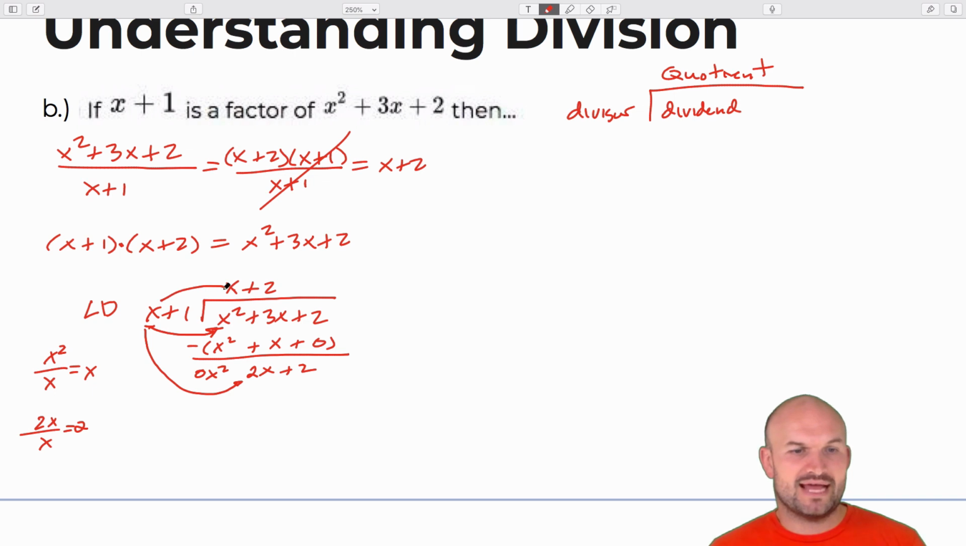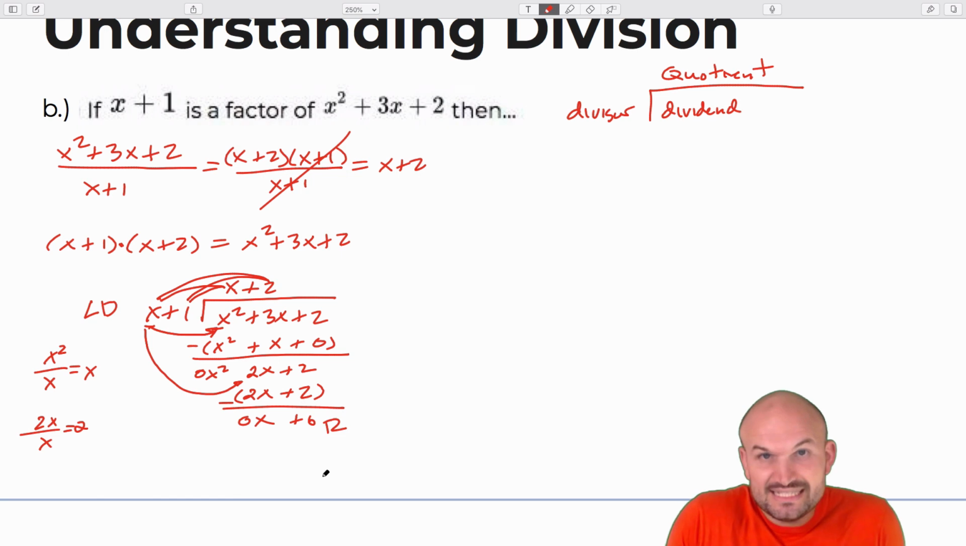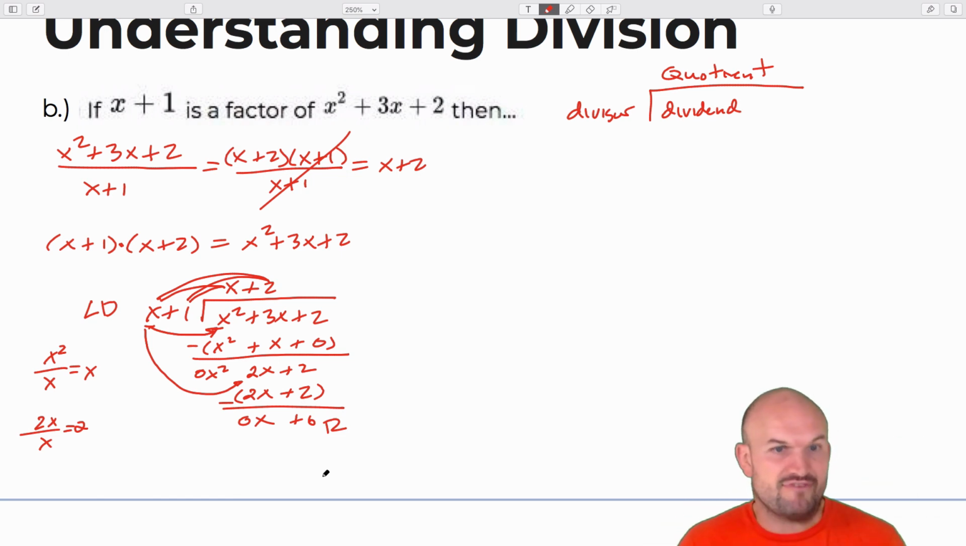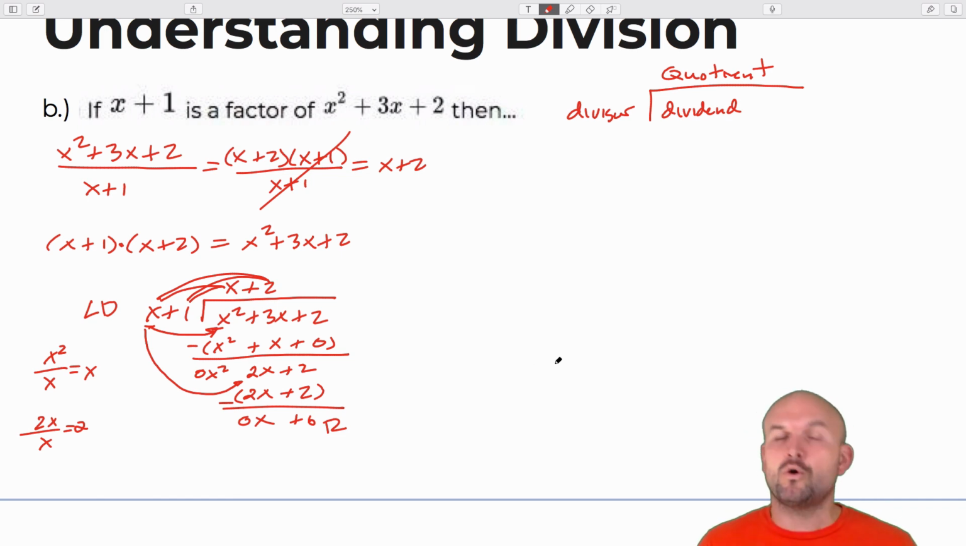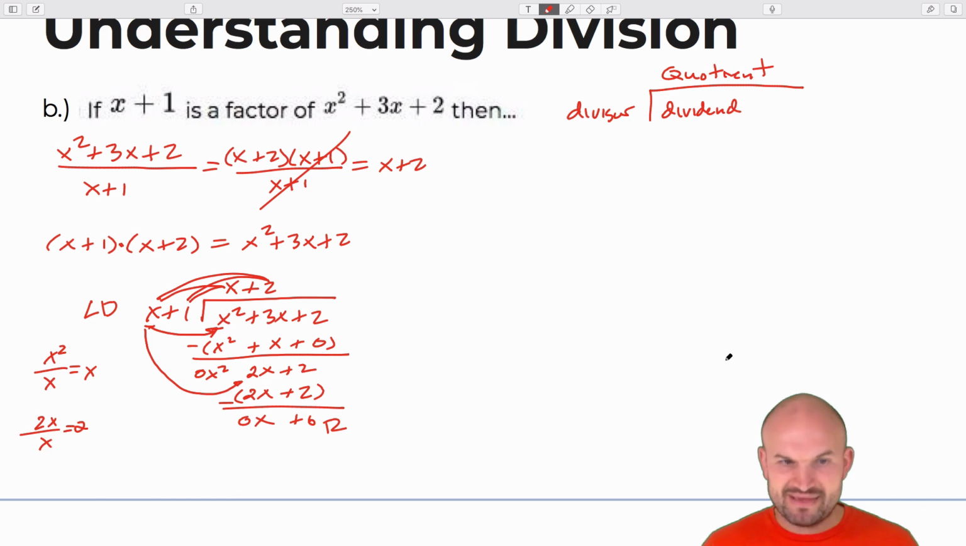Then, just like I multiplied x times both these terms, I'm now going to multiply 2 times both those terms. So 2 times x is 2x, and 2 times 1 is 2. Now, the important thing to understand here is that when we subtract these, we're going to get 0x and 0. That's the remainder. And we need to have a remainder of 0 because if we're saying something is a factor, it had better divide in there evenly. If it doesn't, it's either not a factor or we made a mistake. But you can see here that our answer is x plus 2, which we already knew.